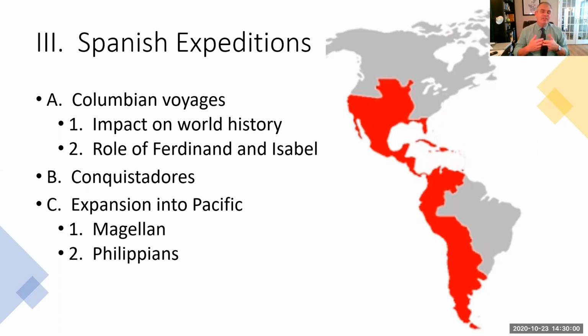Obviously, the Columbian voyages are going to have a huge impact on world history because, intentional or not, and I would argue it wasn't intentional, the Columbian voyages are going to initiate the integration of the Americas into the Afro-Eurasian world. In other words, we are going to connect the Americas to Afro-Eurasia and create a truly global network of trade. That's what the Columbian voyages are going to usher in.